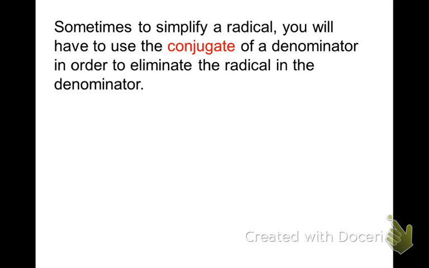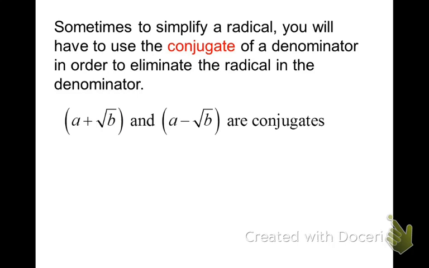All right, now we're going to talk about conjugate pairs. So a plus radical b and a minus radical b are called conjugates. And they're conjugates because when we multiply them together, when we multiply a plus radical b and a minus radical b, they will cause the middle terms to go away, and we end up just with a squared minus b.